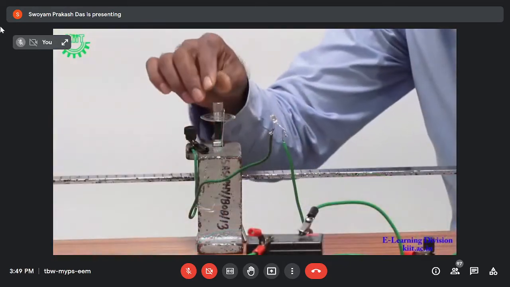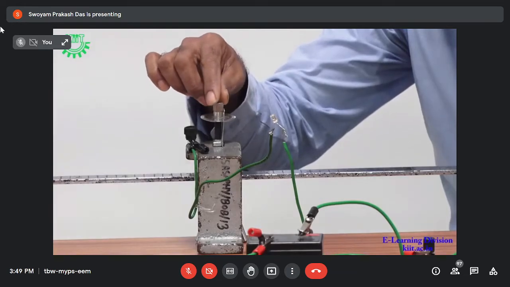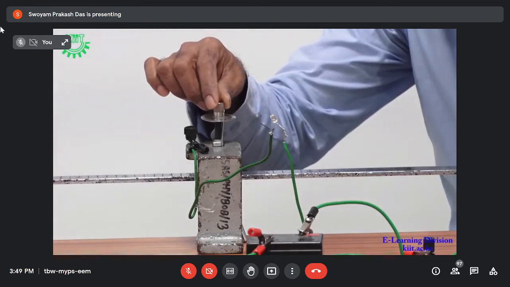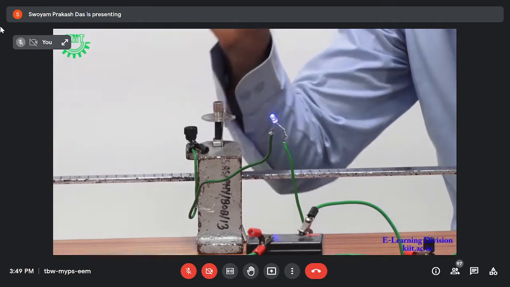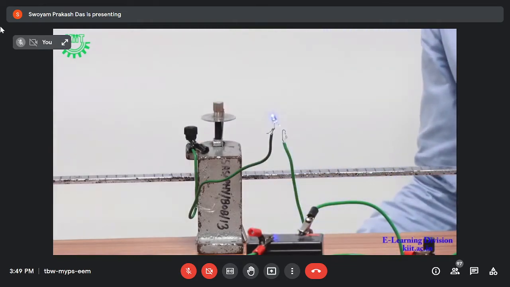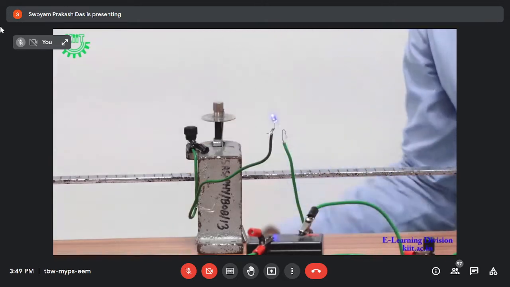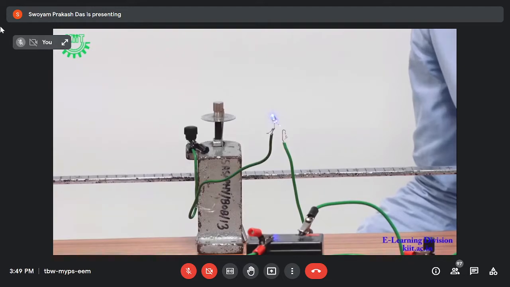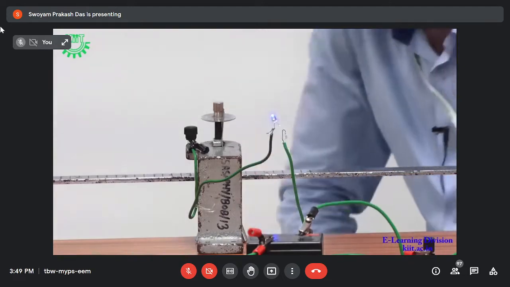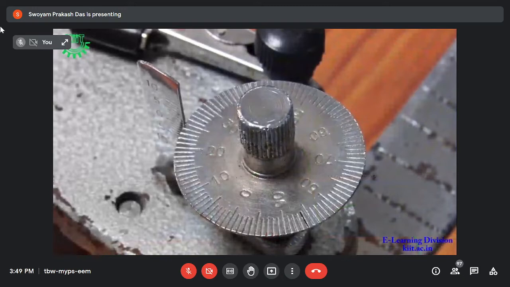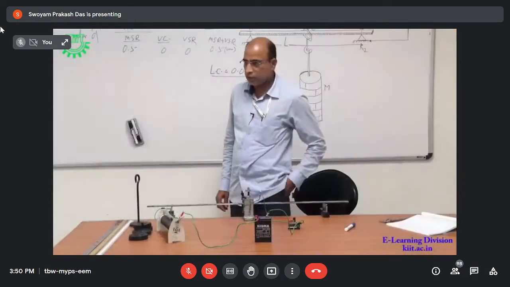Now I am rotating the circular scale to see the glow of light. Now it is blinking. Now a constant glow gives. We will stop here and note down the reading of the circular scale. That reading is the initial circular scale reading, and here the reading comes exactly at 25. So 25 is the initial circular scale reading. We will note it down.